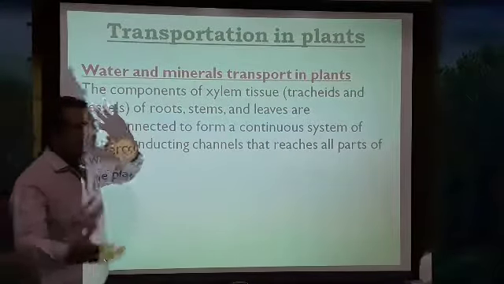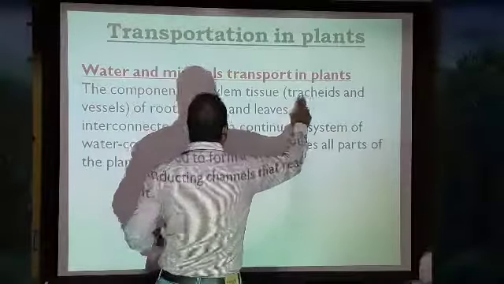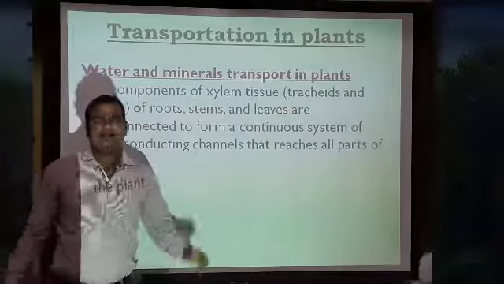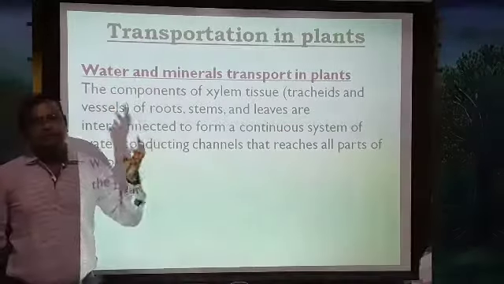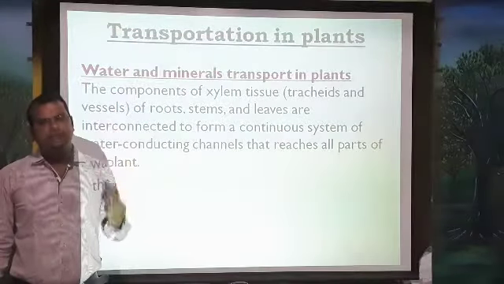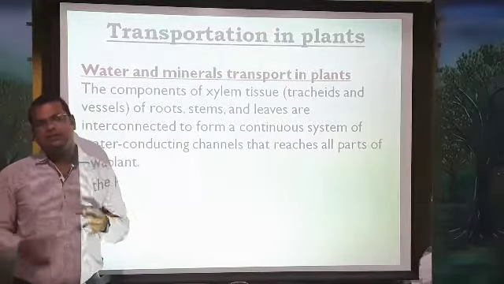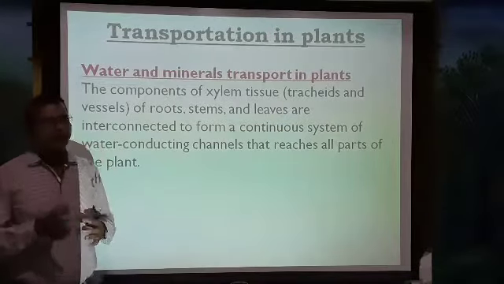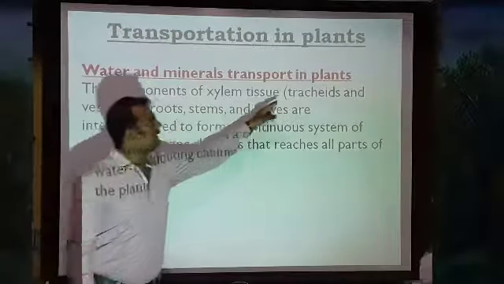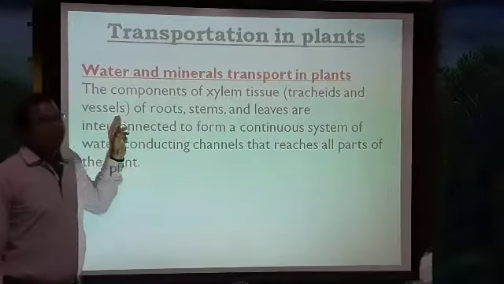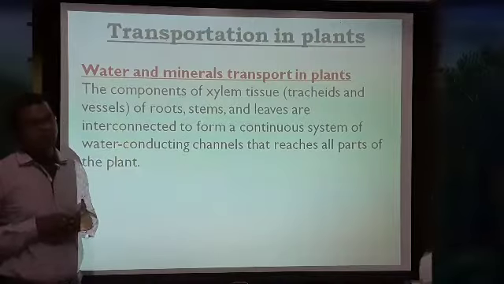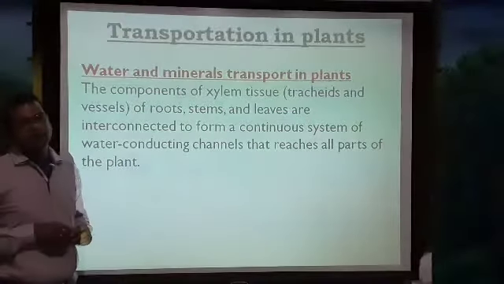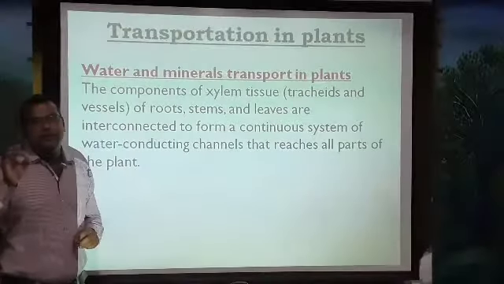There are different cells of the xylem, that is tracheids and vessels. There are four different cells: xylem parenchyma, xylem fibers, xylem tracheids, and xylem vessels. These are the four important cells of the xylem, but the tracheids and vessels play the very important role in the transportation of water and minerals. Hence, the xylem is called the water conducting tissue.